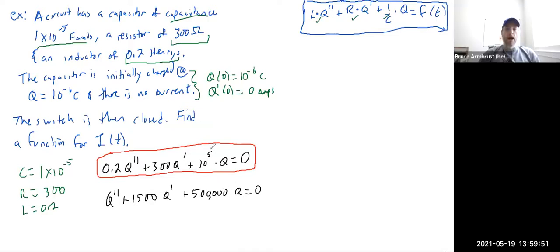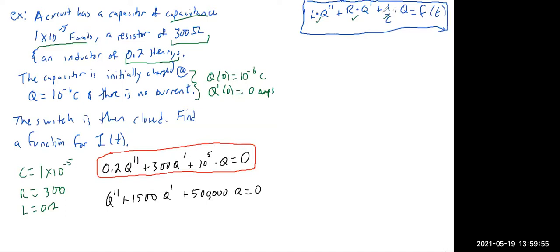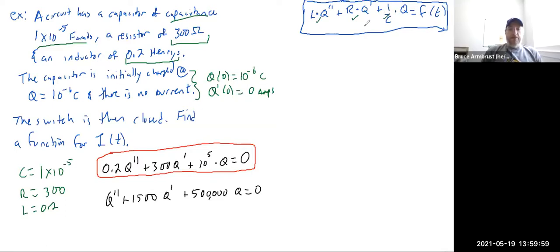Hold on, no, because it's 1 over c. Got it. So if it's 1 over 10 to the minus 5, it's 10 to the plus 5. But good catch on that, just in case. But I'm fairly certain that this is what we want.